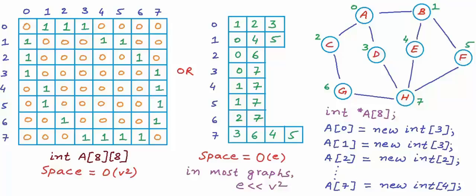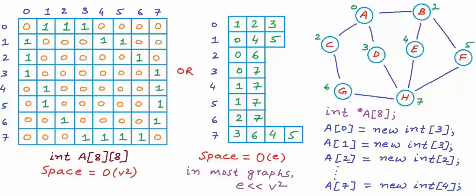Here, for an undirected graph like this one, we would consume exactly 2 into the number of edges units of memory. And for a directed graph, we would consume exactly E, that is, the number of edges units of memory. But all in all, space consumption will be proportional to the number of edges. Or in other words, space complexity would be big O of E. So the second structure is definitely better in terms of space consumption.